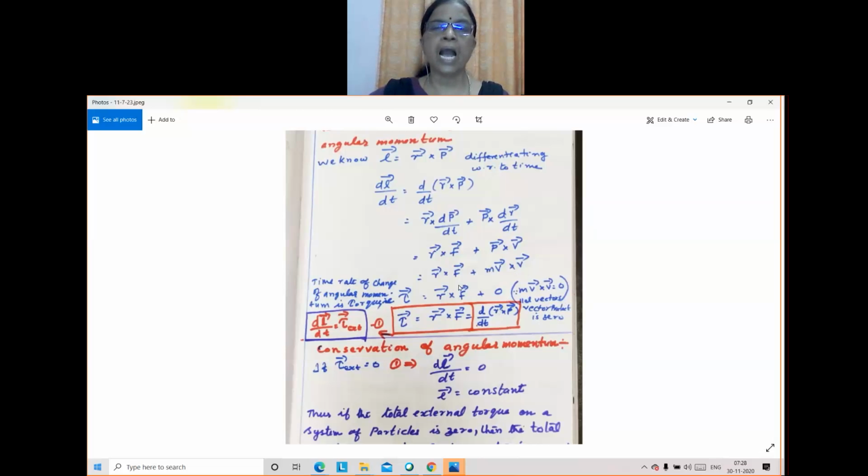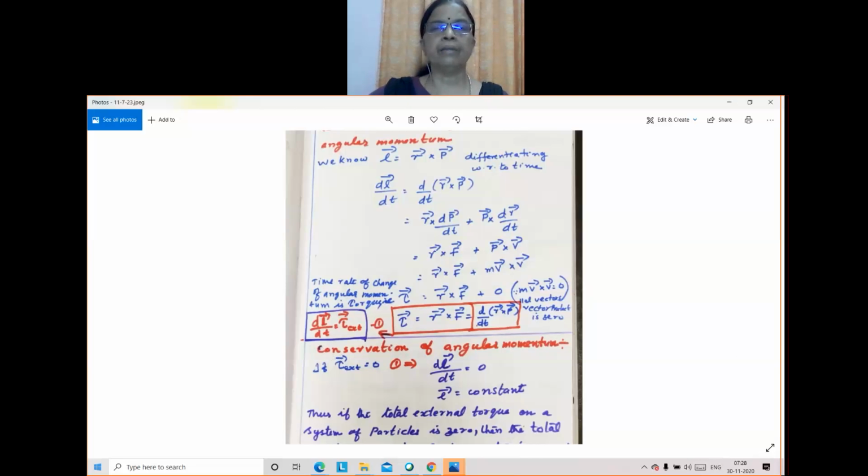And r cross f we already studied. It is torque. r cross F is torque. So we got dl by dt equal to torque. That is the relation connecting torque and angular momentum. dl by dt, rate of change of angular momentum, is torque. What is the similar relation in linear motion?